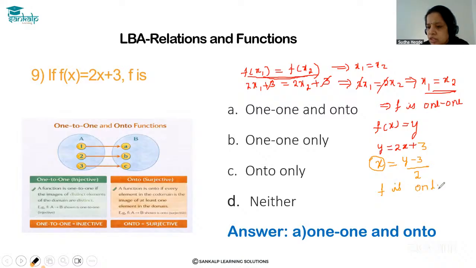So, f is both one-one and onto. So, option A is correct. Since it is onto also you can discard. Since it is one-one also you can discard. So both are true, therefore you can discard. Therefore, the final answer is f is both one-one and onto.